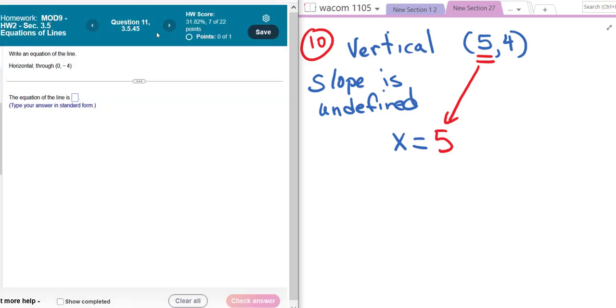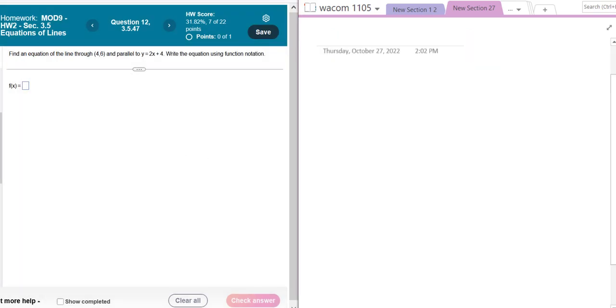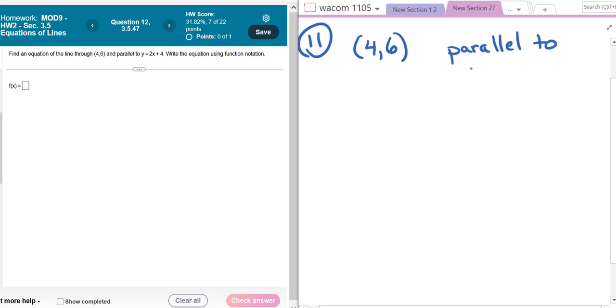All right, I have two more. We should be able to get those. So question 11. All right, this one says, find the equation of the line through this point. So we're going to go through this point, and it is parallel to this line. So you have to remember what it is about slopes on parallel lines. Parallel lines have the same slope. So if that one is 2, our slope will also be 2.